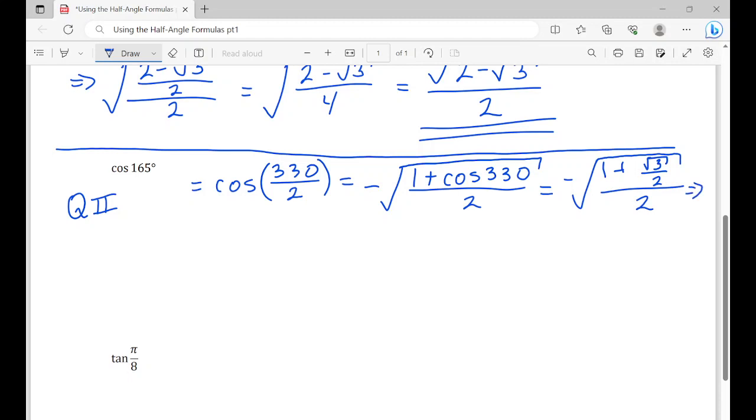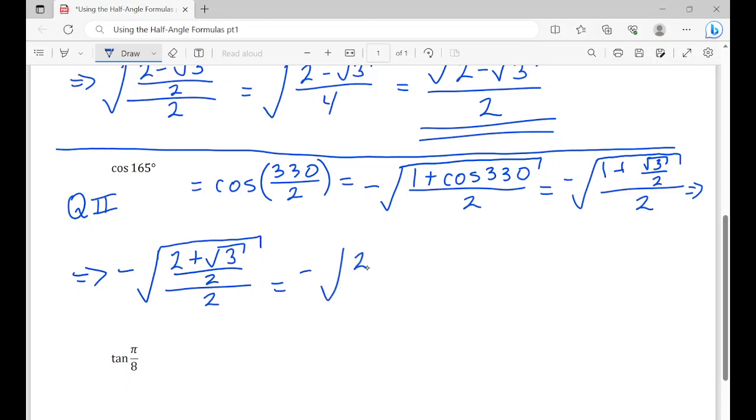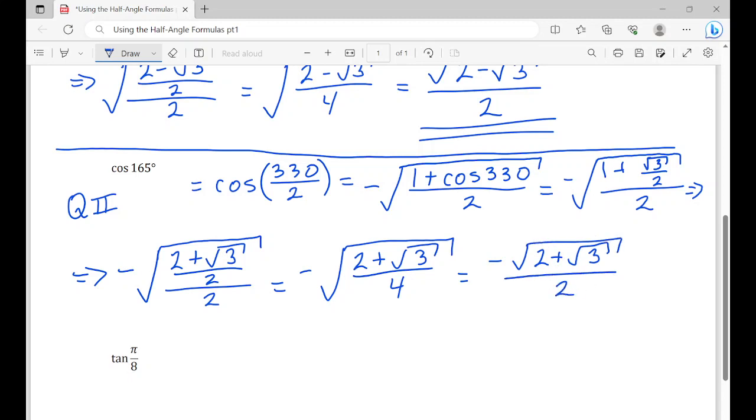And I'm going to continue it on over here. Simplifying it down, it's going to be a negative square root of 2 plus root 3 over 2, all over 2. Again, flip the denominator, this 2, and multiply by that, and I'm going to end up getting negative square root of 2 plus root 3 over 4. And now I just simplify it, square root of the top and square root of the bottom. It's going to give me negative square root of 2 plus root 3, all over 2. And that would be the exact answer for this one here.